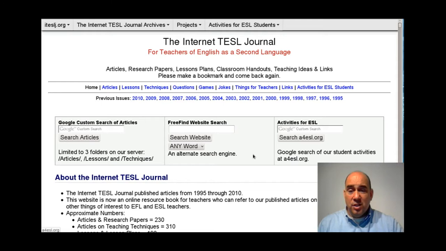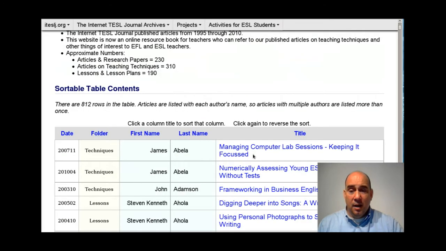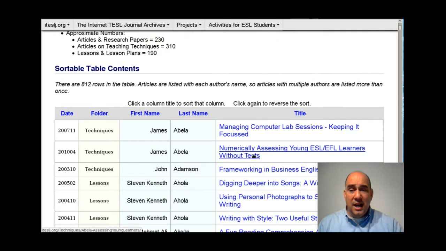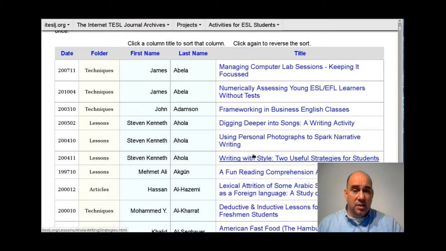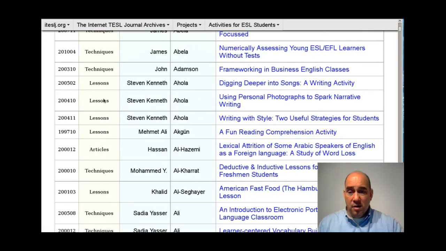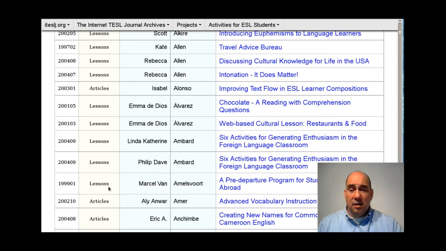Now let's just go look at the current one now. Okay, so these are 812 articles that are posted here. And so you can just go look. Well, here are some lesson articles. Here are some techniques. Right? Here's another article. Again, something else. Here's all the authors.